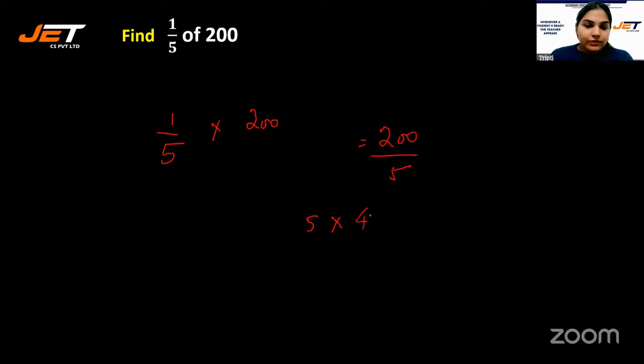So, 5 times 40 is how we can write this. So, 5 cancels, and 40 is the answer. 1 by 5 of 200 is 40.